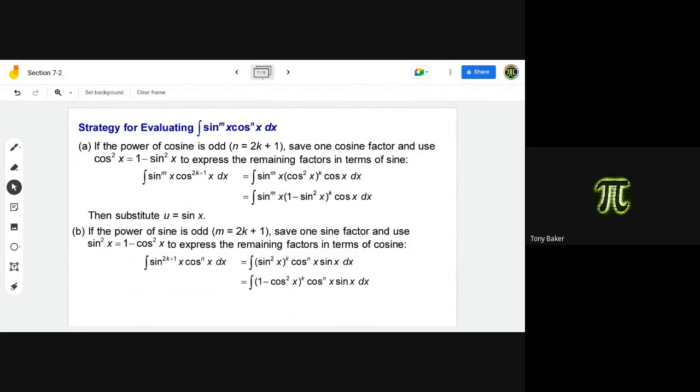In essence, this is basically exactly what we just talked about. If the power of cosine is odd, then I'm going to use cosine squared x equals 1 minus sine squared x, and I'm pulling out that one cosine x. So I'm changing everything into sines, and I'm pulling out that one cosine x for my du. My substitution is u equals sine of x. If the power of sine is odd, then I'm going to do the opposite. I'm going to use sine squared x equals 1 minus cosine squared x, substitute u equals cosine x, and I'm going to have that sine x dx for my du.